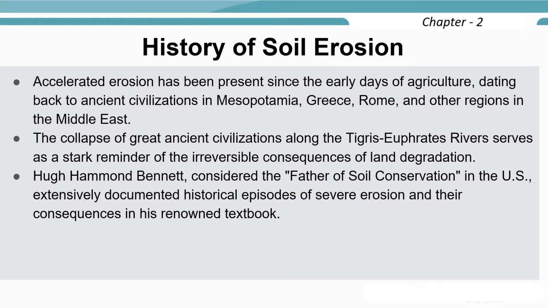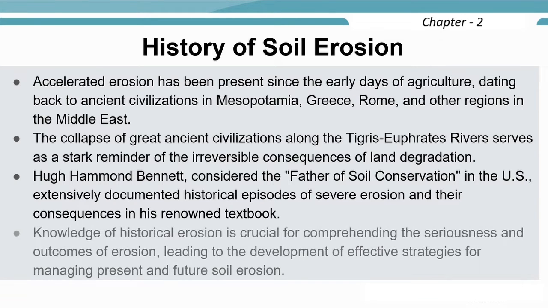Hugh Bennett, considered as the father of soil conservation in the United States, extensively documented historical episodes of severe erosion and their consequences in his renowned textbook. It is important to learn about the historical events in which erosion has occurred to understand the seriousness and outcomes of erosion, because it leads to the development of effective strategies for managing future soil erosion.